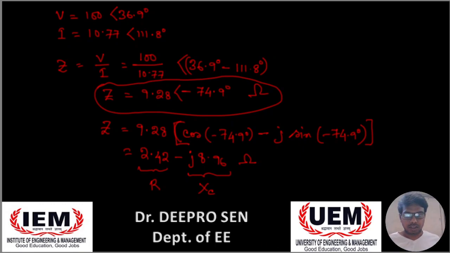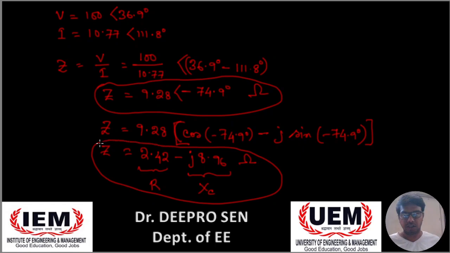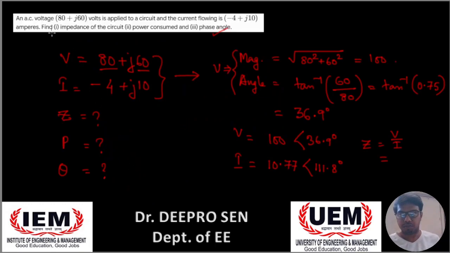Okay, so this is a very interesting solution that you have got here. From the Z, if you convert it into the rectangular domain, you have already found out, since this is minus, it will be XC. If it were plus, then it would have been XL, that means inductive reactance. So the first part, the impedance of the circuit, is obtained.